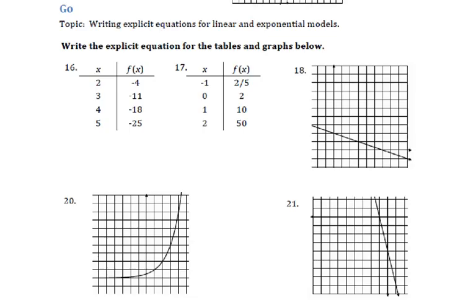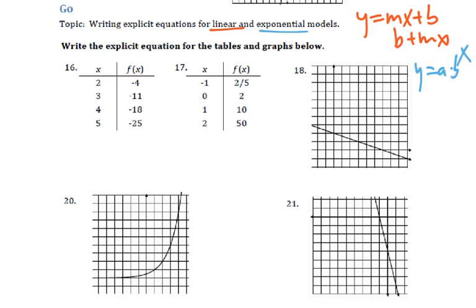Alright, so now we're going to write the explicit equation. So remember, for linear, the explicit equation is y equals mx plus b, but we often put the growth first and do b plus mx, right? Whereas the exponential is a times b to the x. Okay, so let's look at this first one. How is it growing? Negative 4 to negative 11 to negative 18. Are we not adding, subtracting 7 each time?